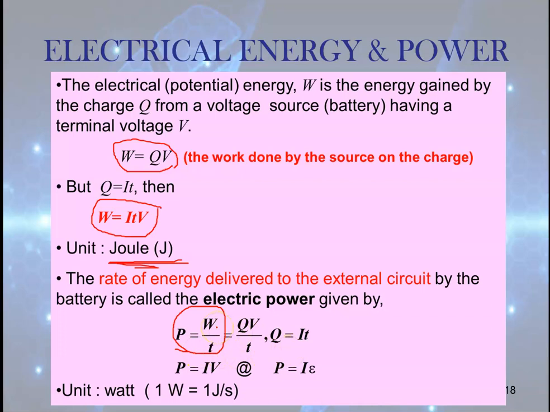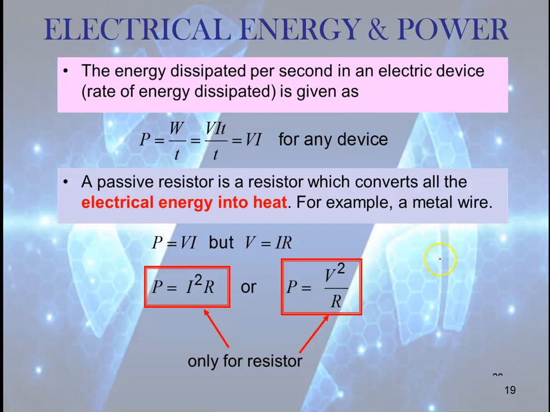We know that work, or energy, is also equal to QV from this one. So I will get a new equation here. The SI unit for power is the watt, which is equal to 1 joule per second. So yes, this is the equation for power for any device.